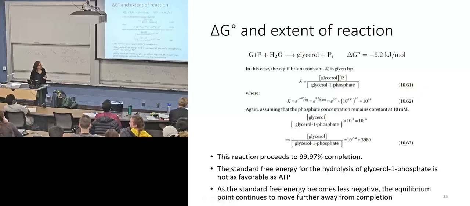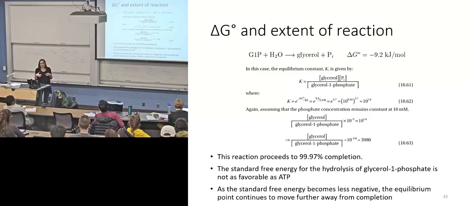The way this sentence is phrased is a little bizarre, but as standard free energy change becomes less negative, the equilibrium point continues to move away from completion for the forward reaction. Okay? While it's phrased kind of funny, I think it makes sense intuitively. A very favorable reaction that releases a lot of free energy, going in that direction is what wants to happen as fully as possible, right?